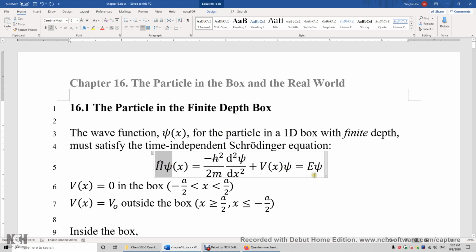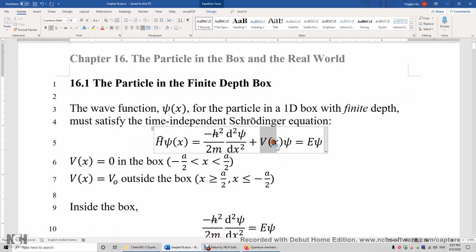Hψ = Eψ. H is the Hamiltonian operator. Its physical meaning is the total energy of the particle. H is the sum of the kinetic energy operator and the potential energy operator. What's the potential energy of the particle? It's zero inside the box.